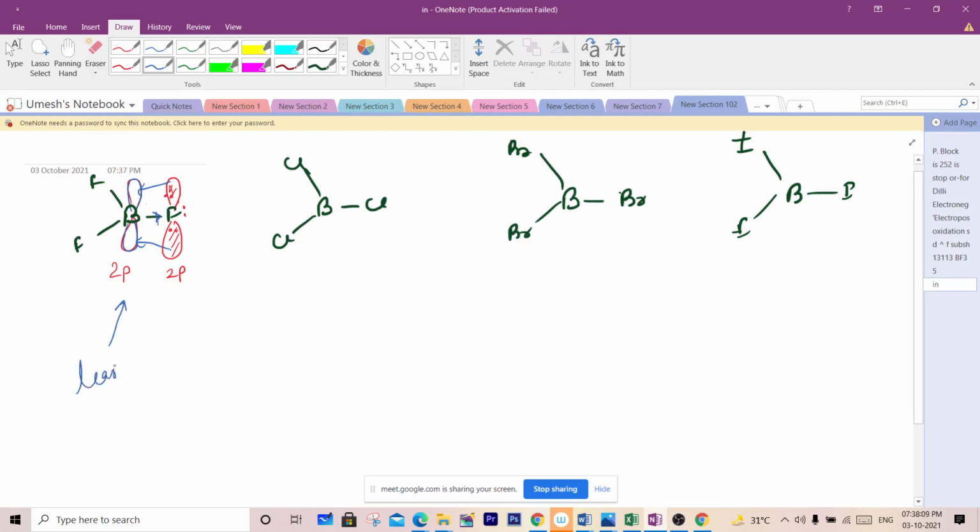It is least acidic. But here, in case of BCl3, boron has 2p, and the chlorine has the 3p energy level.